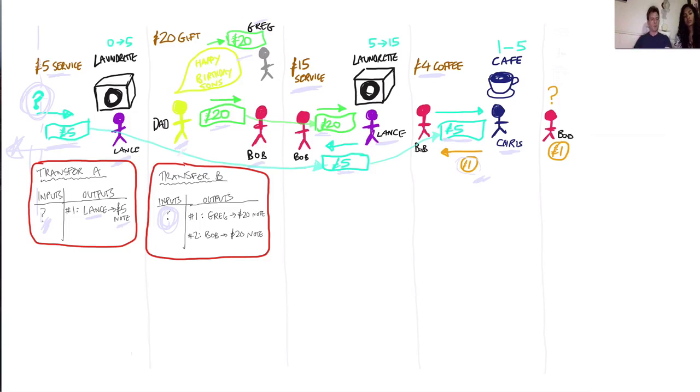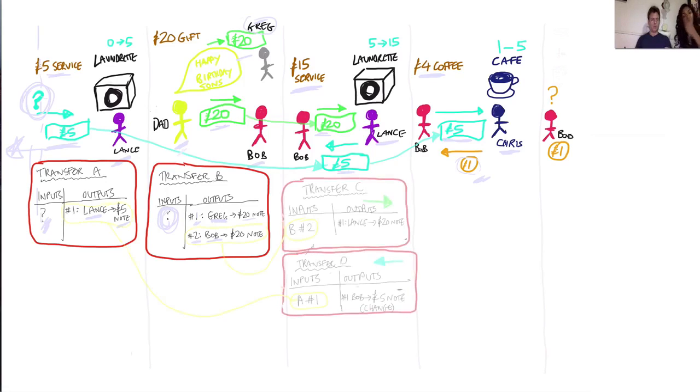So for transfer B, there were two outputs of that transaction, listed number 1 and number 2. Number 1 output was that Greg received a £20 note, and the second one was that Bob received a £20 note. And that's transfer B. Then in this scenario, Bob takes that £20 note to the laundrette, hands over the £20 note, and gets £5 change.